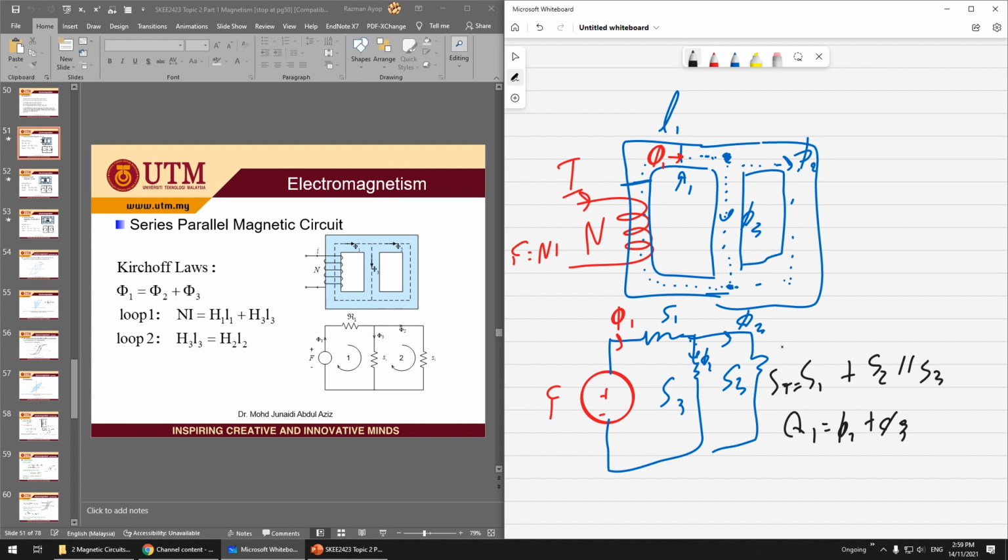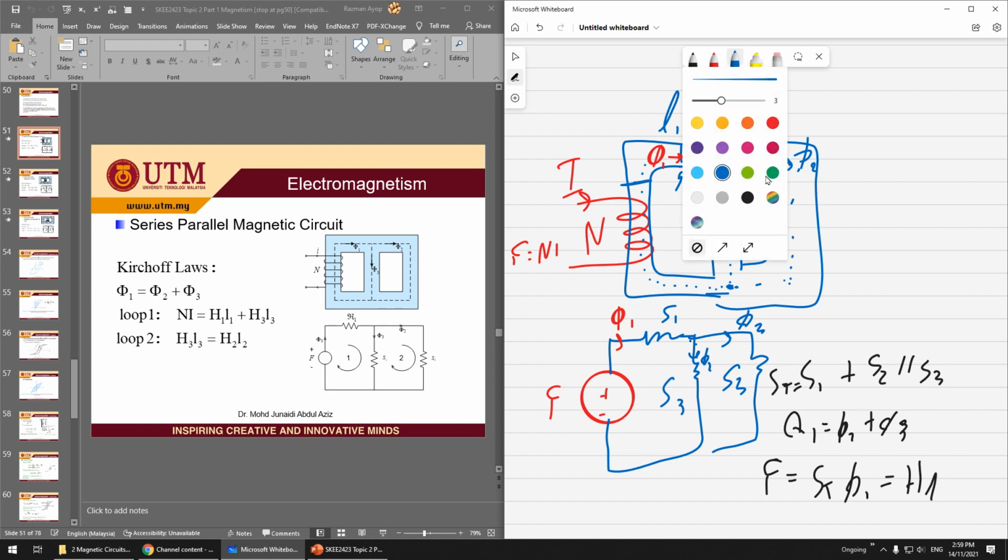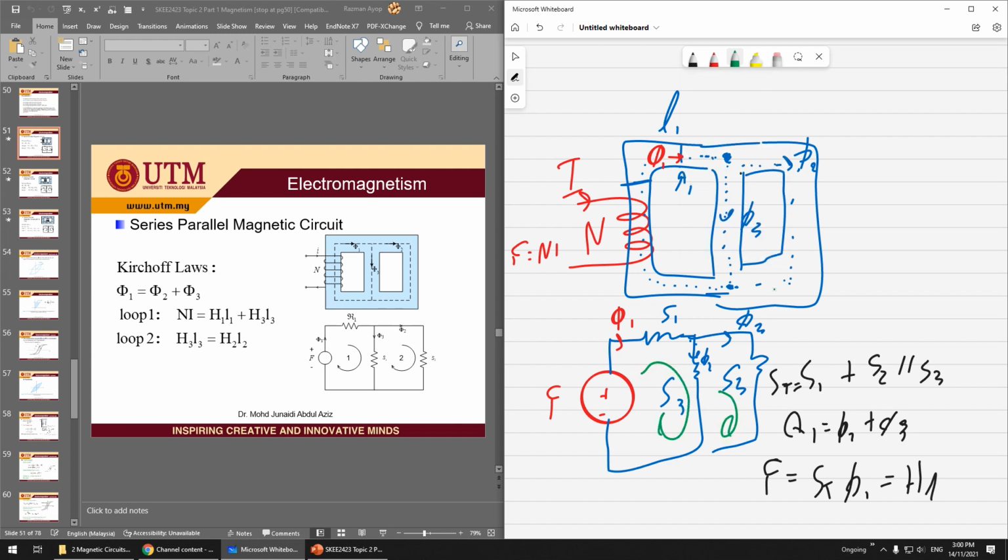If you don't want to use reluctance and flux, of course you can use the magnetomotive force, which is equal to S total times flux 1. If you don't want to use this, you have to use Ampere's law. For Ampere's law, you have to do something like Kirchhoff's voltage law. So let me change this. You have to do a loop here, a loop here and a loop here. This one is loop 1 and loop 2.